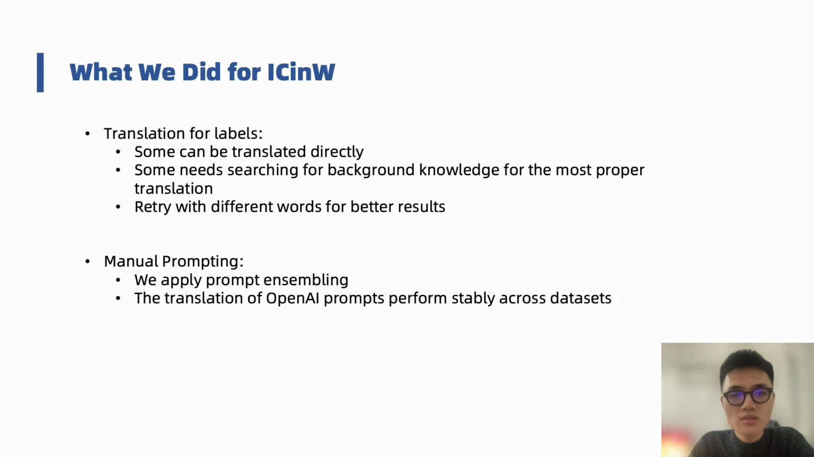Some can be translated directly, like birds, cats, and other more general concepts. But some need searching for background knowledge for the most proper ones, which is quite difficult, like the names of cars and the names of planes. And in some cases, we use different words for the same meaning, and we can achieve better results.